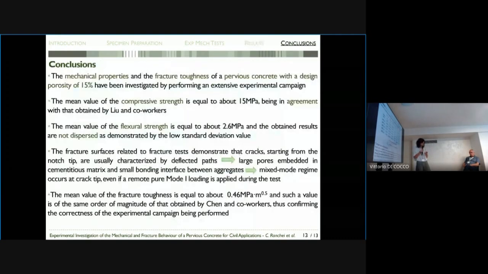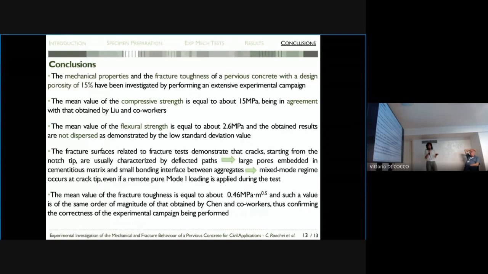So now let us move to the conclusions. In the present paper, we have investigated the mechanical properties and the fracture toughness of a pervious concrete with a design porosity of 15% by performing an extensive experimental campaign. On the basis of the obtained results, we can conclude that the mean value of the compressive strength equal to about 15 megapascal is in agreement with that obtained by You and co-workers. The mean value of the flexural strength is equal to about 2.6 megapascal, and the obtained results are not dispersed, as demonstrated by the low standard deviation value.